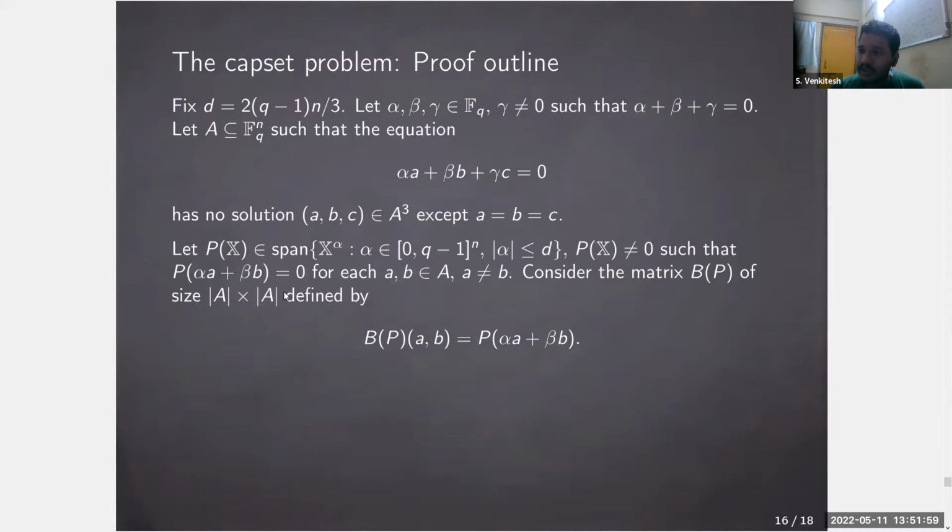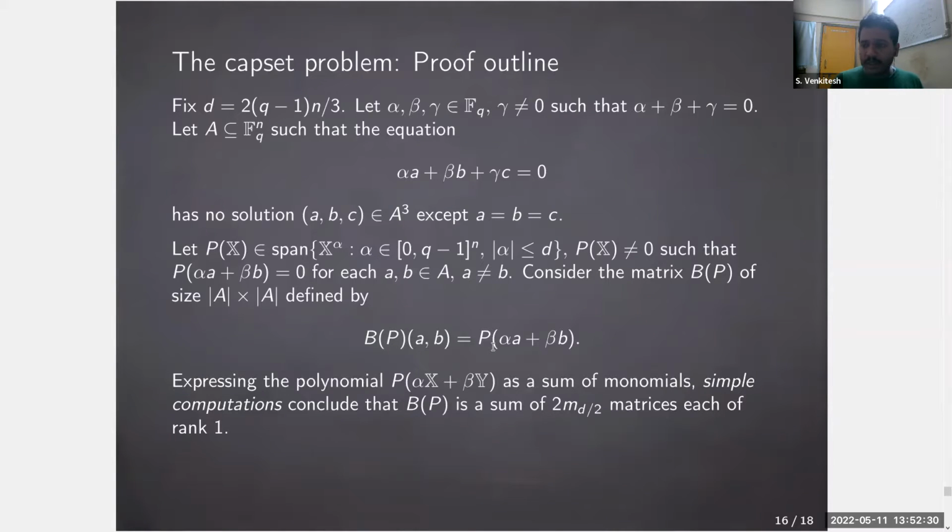So what we really do now is construct a matrix from this polynomial. Let's say dp is a matrix of size mod A cross mod A, where the a, b-th entry is just the evaluation of p at alpha a plus beta b. And now what you really do is not look at the roots of the polynomial. Instead, look at the expression of this polynomial as a sum of monomials. It has a unique expression.